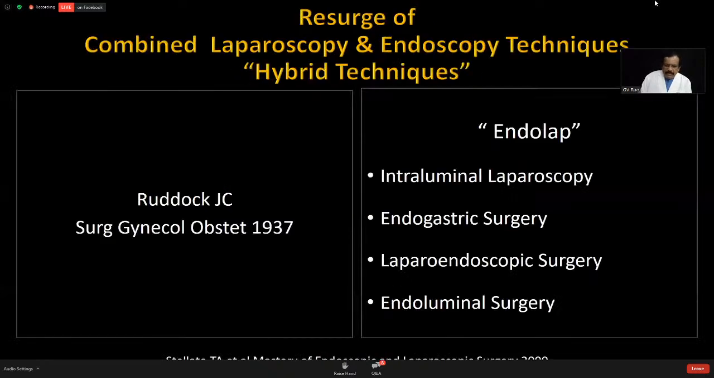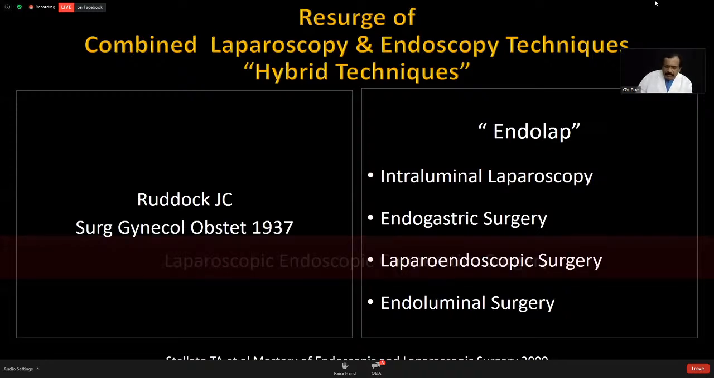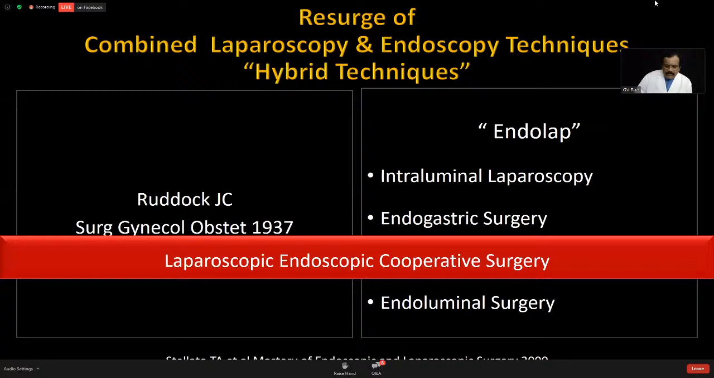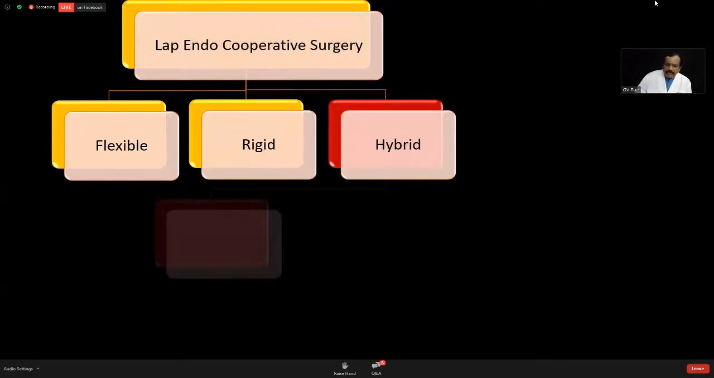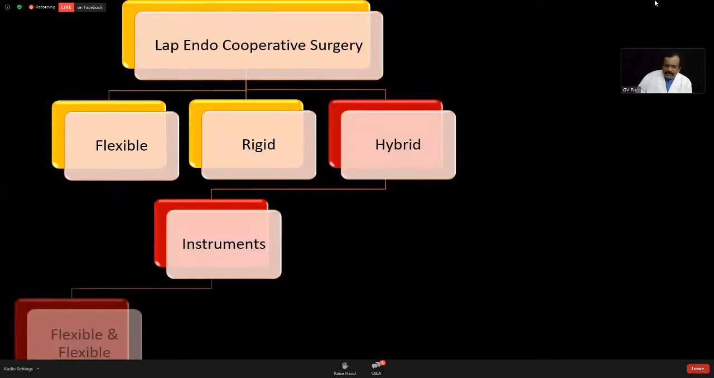Now, this hybrid endoscopic procedure term was first coined by Roddock way back in 1937. Subsequently, the terminology changed through various names: intraluminal laparoscopic surgery, endogastric surgery, endoluminal surgery, or lap endocollaborative surgery. All these are similar names, and it is also called laparoscopic endoscopic cooperative surgery. Now, there are umpteen options available for this hybrid endoscopy.